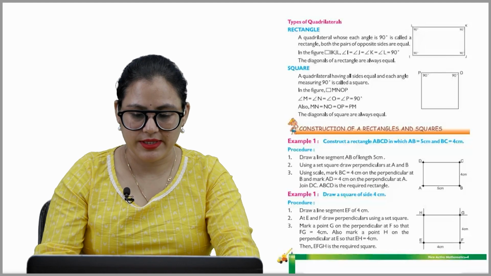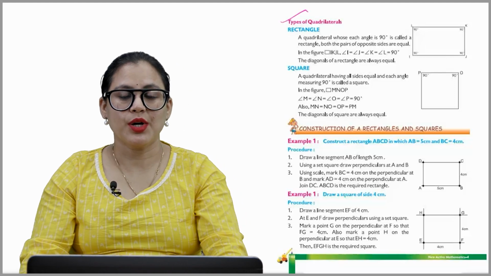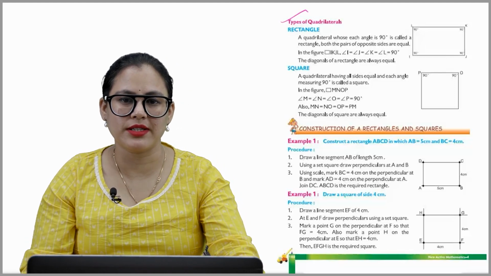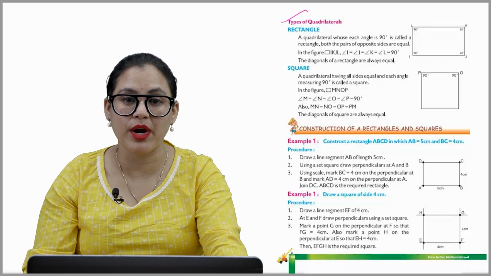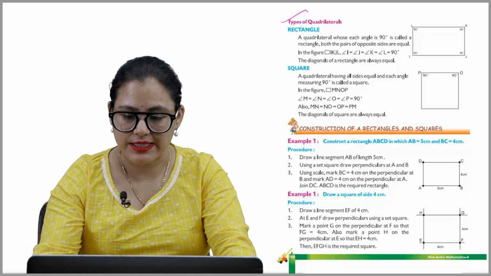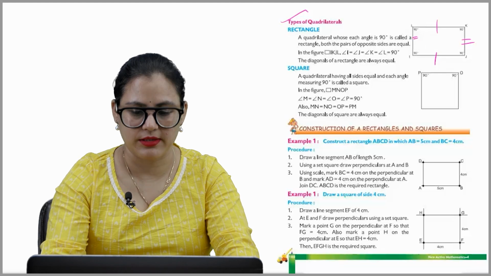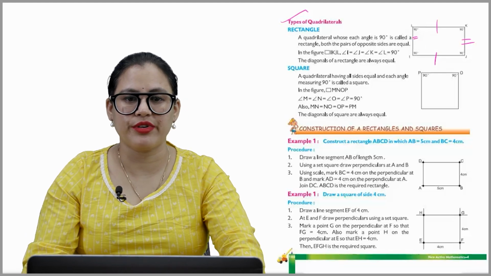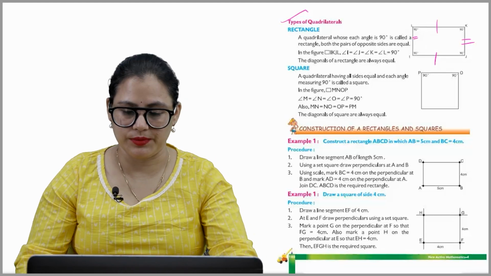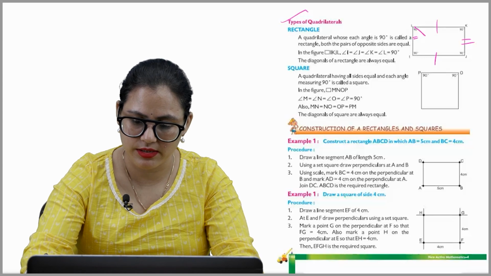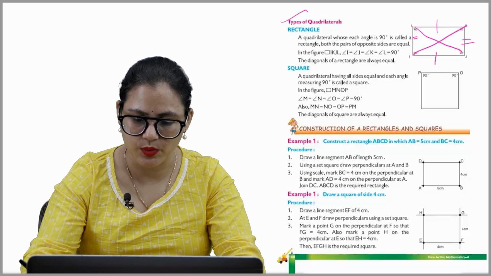Types of quadrilaterals. Number 1, rectangle. A quadrilateral whose each angle is 90 degrees is called a rectangle. Both pairs of opposite sides are equal, meaning this side is equal to this side and this side is equal to this side. The diagonals of a rectangle are always equal.